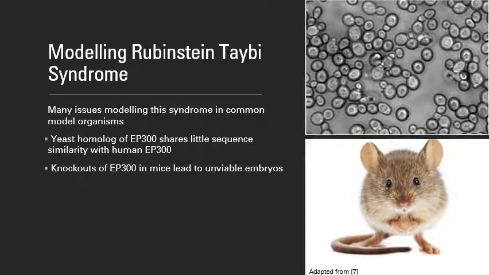Modeling RTS in model organisms is actually a lot harder than one would think. For example, yeast homologs of EP300 share little sequence similarity with human EP300, and so conclusions based on these studies would be iffy at best. Additionally, in mouse models, knockouts of EP300 lead to unviable embryos, and so we can't grow up these mice to look for signs of RTS. There are some conditional knockouts of EP300 in mice that are important for immunological research, but as far as RTS is concerned, we can't really use either of these. So it means that we need to find some other model for RTS in order to do research.